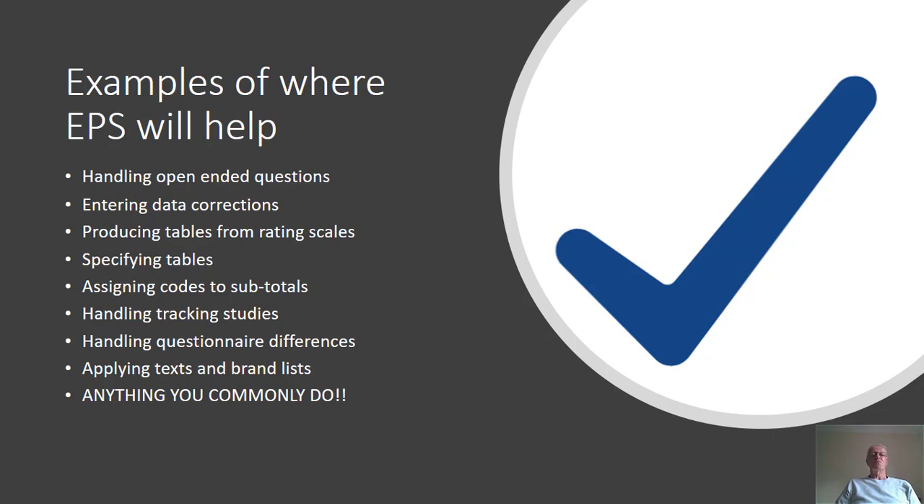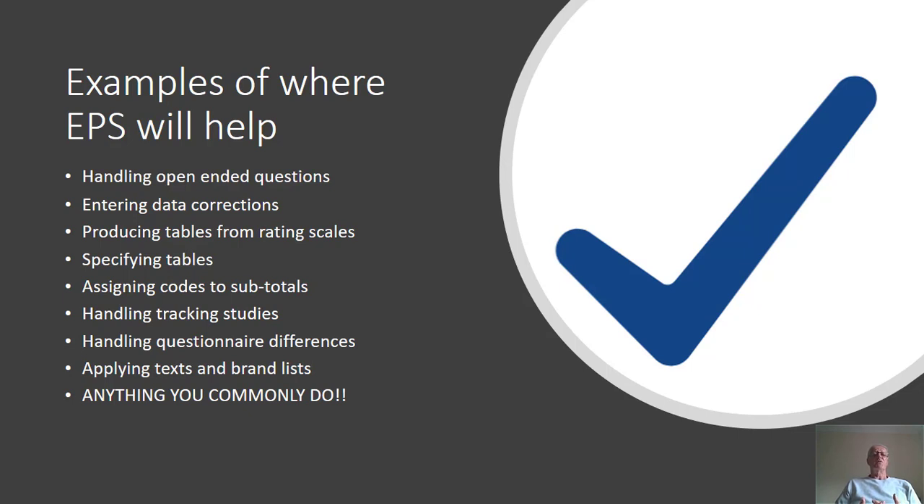Entering data corrections is a good way of using EPS. It means you can have an audit trail of data corrections, and even who made the data corrections, and get back and trail what's happened to the original data that was collected. Producing tables and rating scales, we've already mentioned, and even specifying all the tables, or certainly all the simple tables, can be done through a spreadsheet with an EPS template. Assigning codes to subtotals is another good use. So if you've got some codes where you want to make subtotals, perhaps codes 1, 3 and 5, and needing a subtotal, that can all be specified very easily and overtly through an EPS template, making it easy for others to see what's going on.